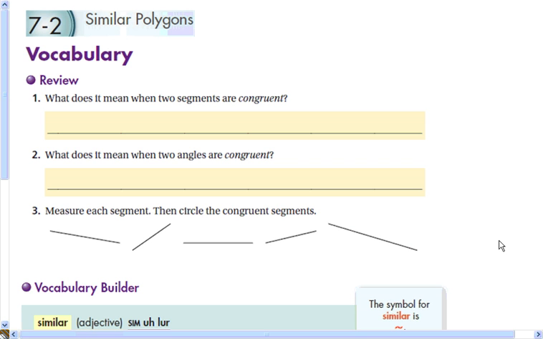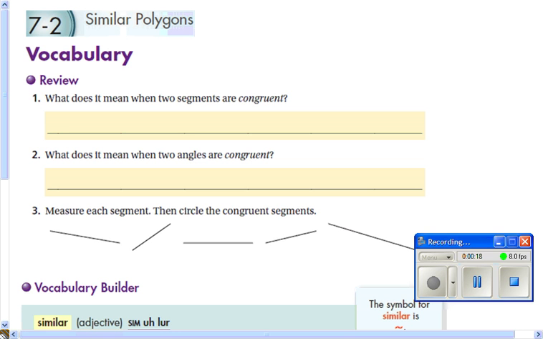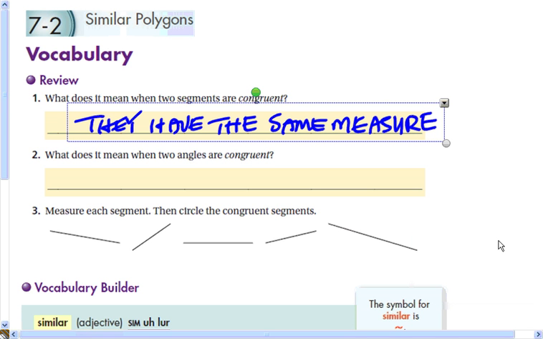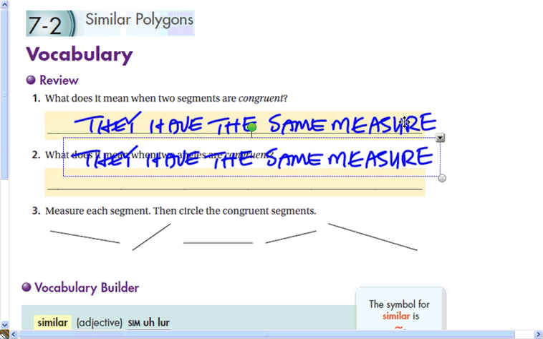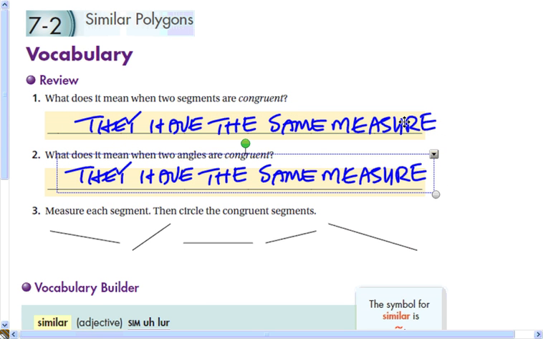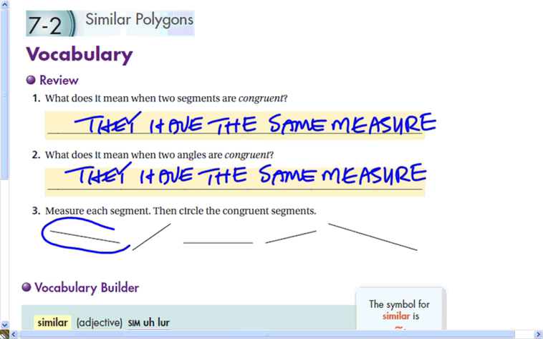What does it mean when two segments are congruent? It means they have the same measure. What does it mean when two angles are congruent? That also means they have the same measure. And it says measure each segment, then circle the congruent segments. I'm not going to do that, but I would guess that maybe these two are congruent if we measure them.